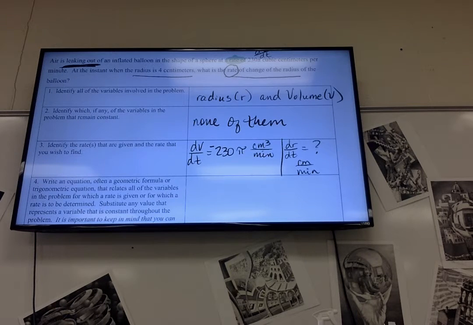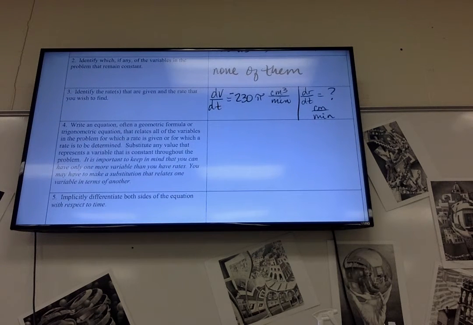Okay, number 4. Write an equation, often a geometric formula or trig equation, that relates all of the variables in this problem for which a rate is given and for which a rate is to be determined. Substitute any value that represents a variable that is constant throughout the problem. It is important to keep in mind that you can have only one more variable than you have rates. You may have to make a substitution that relates one variable in terms of another. We're not going to start off with something that hard. So what's our formula that we would use?